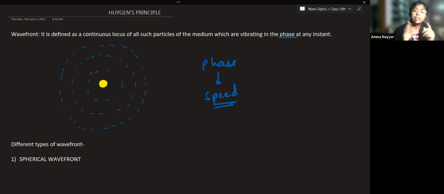Now, a very important thing: rays. Because you have already studied rays, here you will be relating rays and waves, keeping both in mind. Rays are always perpendicular to the wavefront. Rays are always perpendicular to the wavefront.